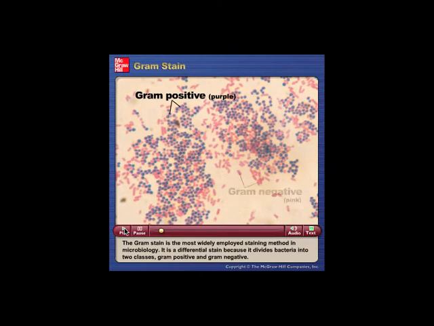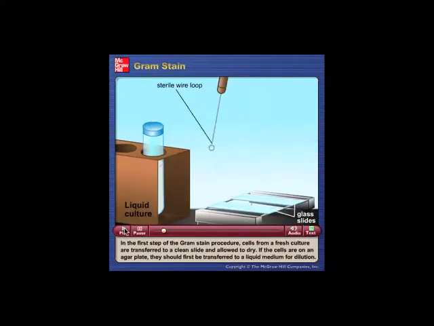This is a great time for us to check out an animation on how gram staining works. The gram stain is the most widely employed staining method in microbiology. It is a differential stain because it divides bacteria into 2 classes, gram-positive and gram-negative. In the first step of the gram stain procedure, cells from a fresh culture are transferred to a clean slide and allowed to dry.